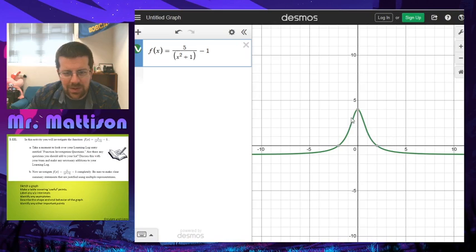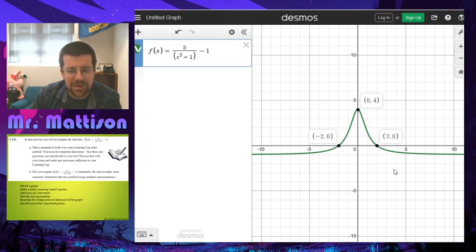As far as our intercepts go, we have an intercept there at (0, 4), like I mentioned, and then we have one here at -2, and also over here at +2 for our x-intercepts.